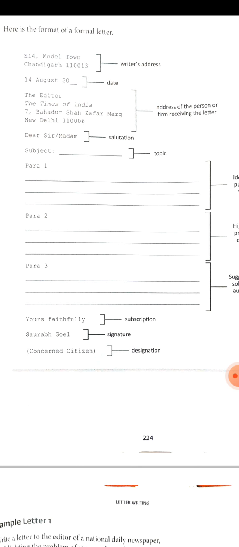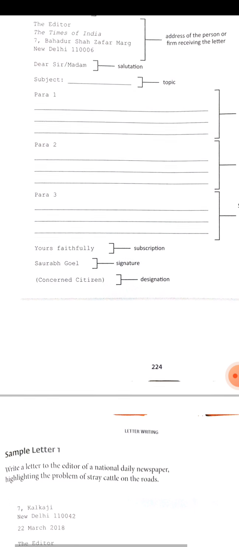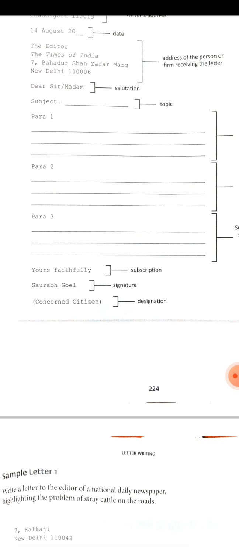Now, how will you end the letter? You will end the letter with yours faithfully, because you have written dear sir or madam. So your subscription will be yours faithfully. Then next will be your signature, and then your designation, which can be anything. For example, if you are writing to an editor, then you will write concerned citizen.